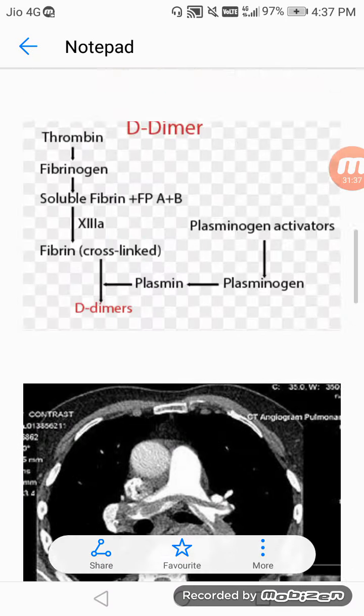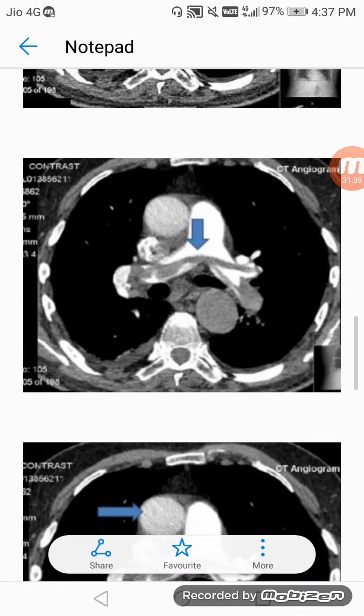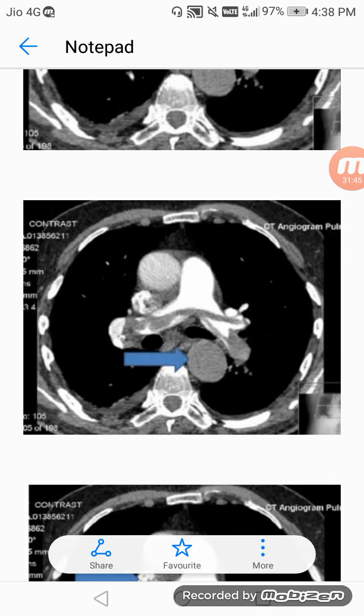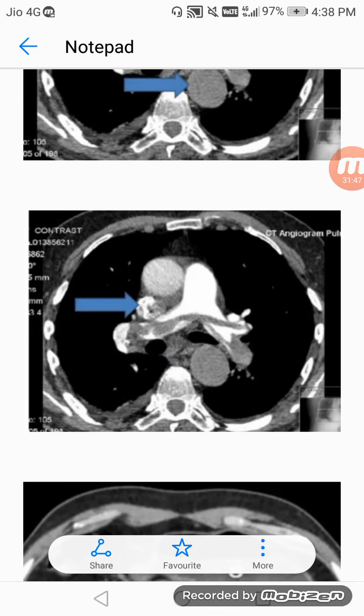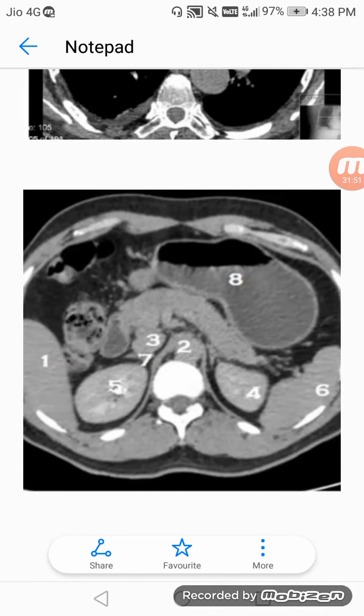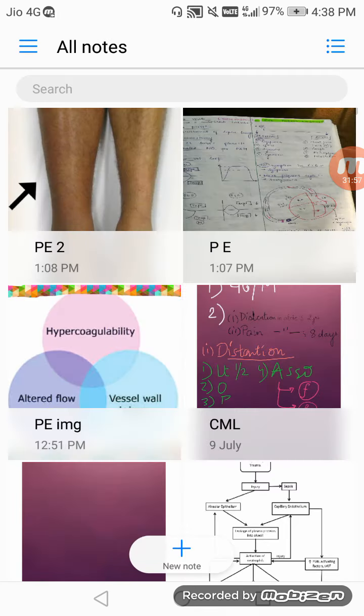CT angiography. Now all the images are like that. This image is pointing towards a saddle shaped emboli individually. This is ascending aorta, descending aorta. This is showing your SVC, superior vena cava. And in this, the 3 is that structure, that is IVC, in which you should introduce that filter.